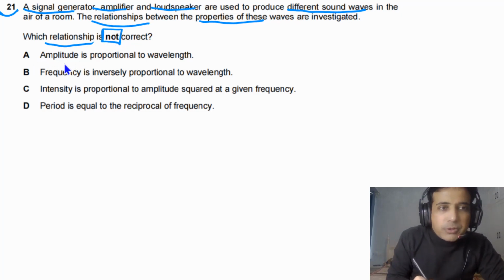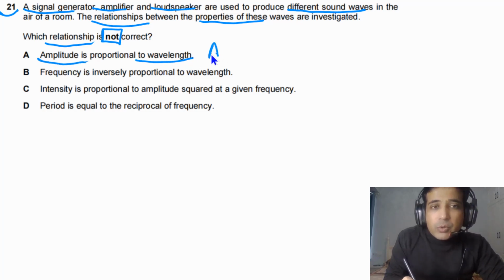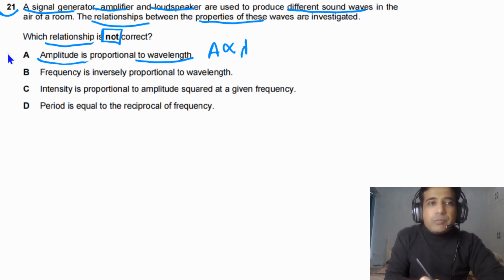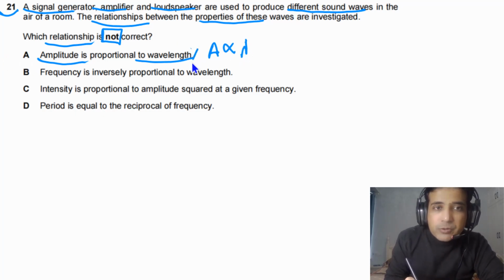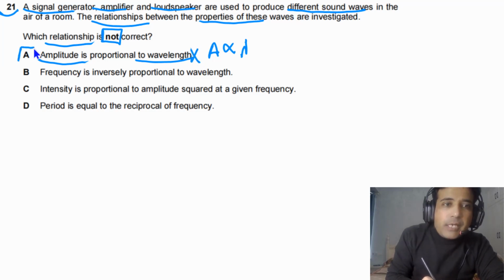If you look at option A, it is given to us amplitude is proportional to wavelength, but there is no relationship between amplitude and wavelength. So it means this option is incorrect. So this one can be our answer.